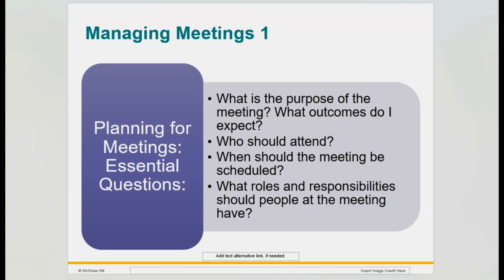So when you are planning for meetings, the chapter talks about different essential things to consider for meeting planning. Why are we meeting? What's the purpose? What do we expect to happen? Who should attend? And when should the meeting be scheduled? And when you're in these meetings, what are the roles and the responsibilities of those that are participating?